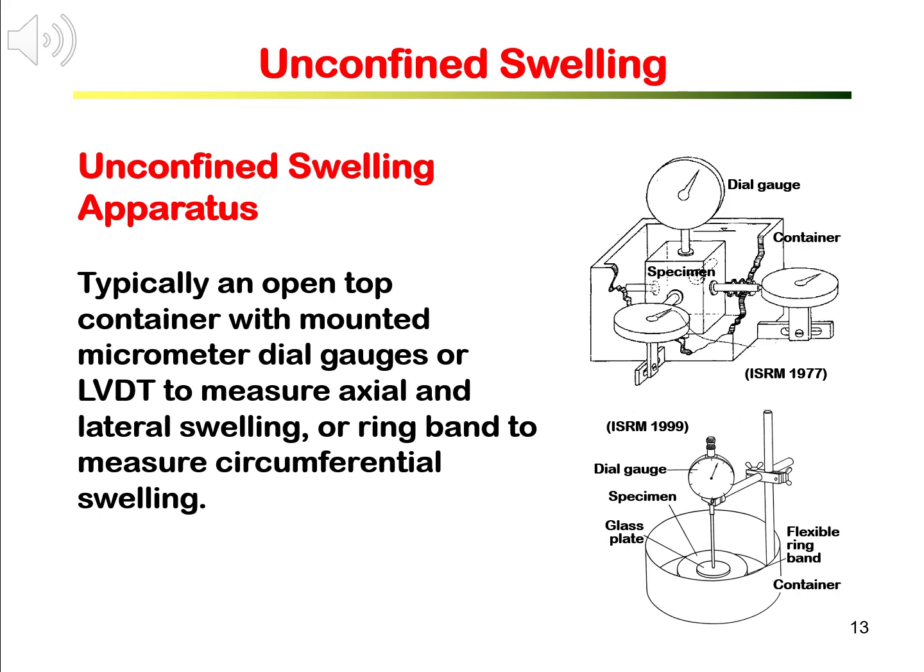The apparatus in the lower figure uses a flexible ring with rubber band and a measuring device wrapped around the circular specimen to measure the circumferential swelling deformation. It has also a glass plate to be on top of the specimen to measure axial swelling. The specimen should be, in this case, circular short cylinder.